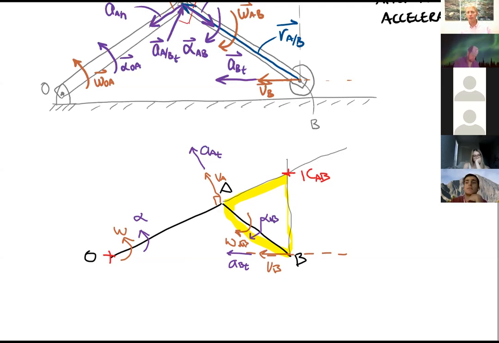Now, normals always come back toward the center of curvature. There's only two normals on this problem. The first one is the fixed axis rotation normal of A around O. So this comes back toward point O, and this would be my acceleration of A normal. There is no normal acceleration for point B, and that's because it has a linear path. We talked about this a lot with particles. Linear path does not require normal acceleration, because the normal acceleration is acceleration to keep something moving in a curve, and this is not moving in a curve. We do have a normal acceleration of A relative to B or B relative to A.